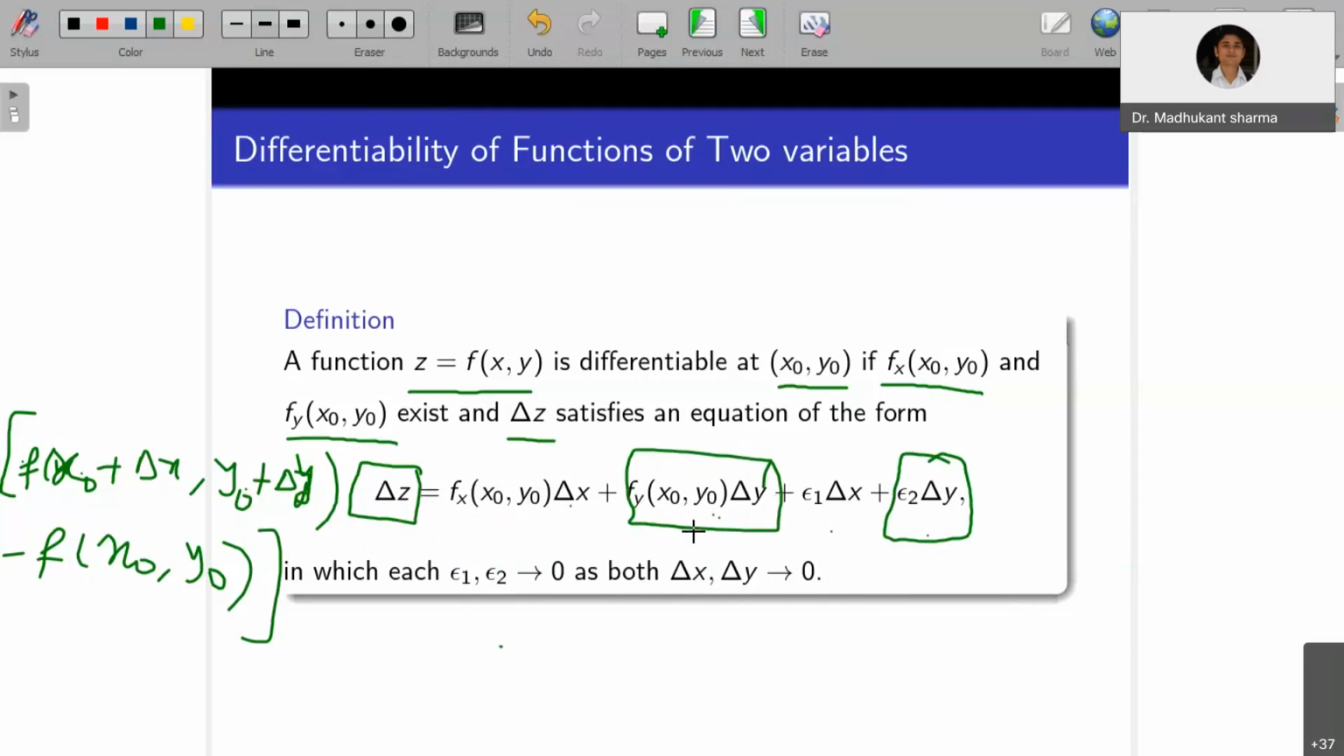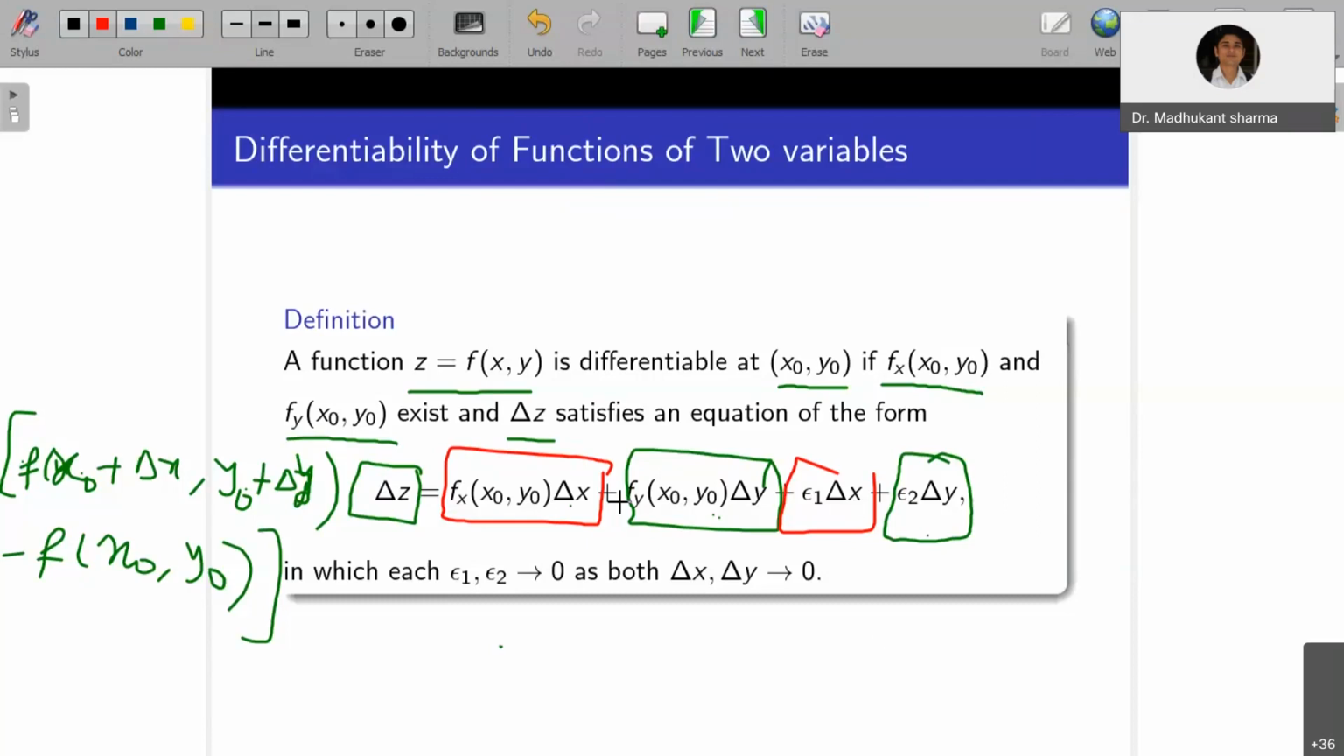Similarly, along the y-axis, delta x is 0. This term will vanish, these two terms will vanish, and then divide both sides by delta y and apply the limit as delta y tends to 0. That will tend to the partial derivative with respect to y at (x0, y0). But as we have seen in the limit case, reaching towards the point (x0, y0) may not be along a straight line. It may reach along any path, a spiral, a parabola, a straight line, and so on. There are infinitely many paths.